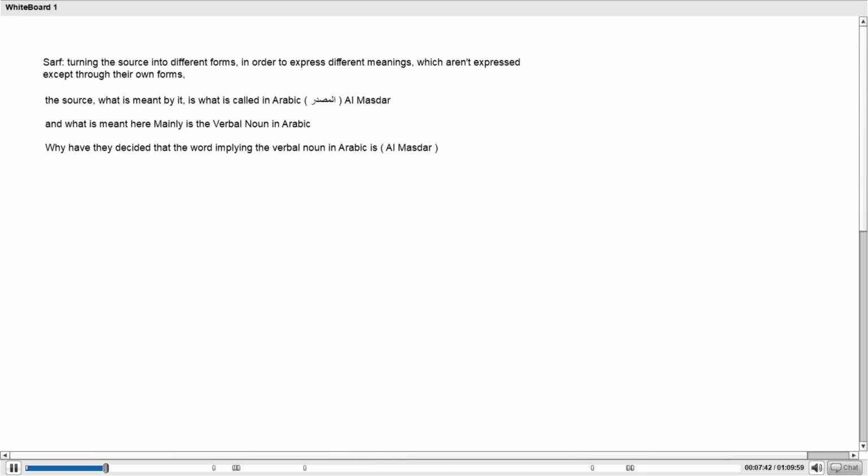Is the question clear? Yeah. So we say, let's say, due to it being the source from which many forms are made. Understood? Due to it being the source from which many forms are made. So in the Arabic language, al-masdar, the verbal noun, is where we start, it is our starting point here.